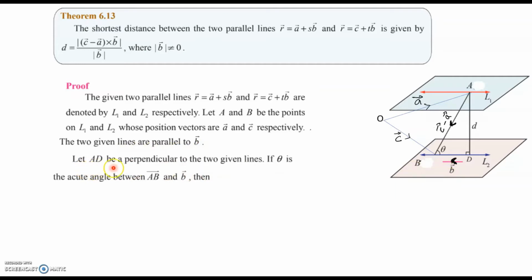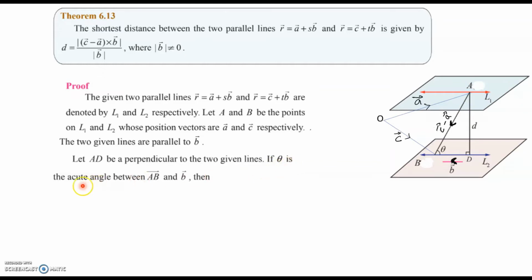Then let AD be a perpendicular to the two given lines. So we are drawing AD perpendicular to both L1 and L2. It's a bit congested, this drawing here, but it's very clear. AD is perpendicular to both L1 and L2.